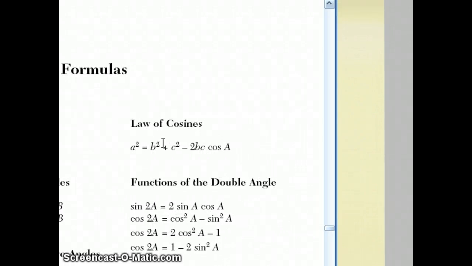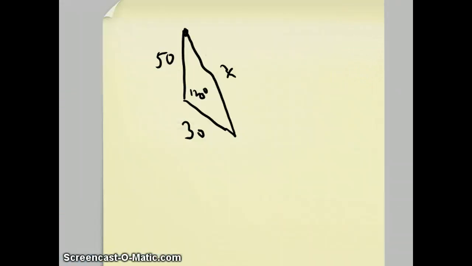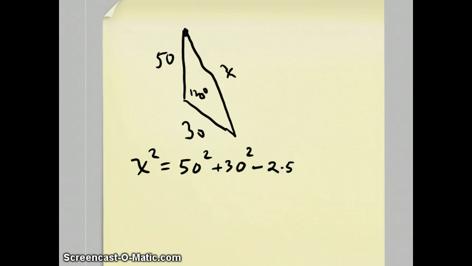And they have it written a squared equals b squared plus c squared minus 2bc cosine A. The way I like to think of this question is the side across from the angle goes first, so x squared equals, here you have your two legs, so 50 squared plus 30 squared. So at this point it looks a lot like the Pythagorean theorem. But instead of just ending there, we do minus 2 times this first leg, or the side around the angle, 50 times 30 times cosine 120 degrees.